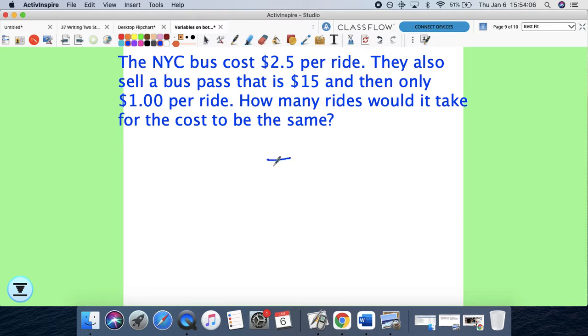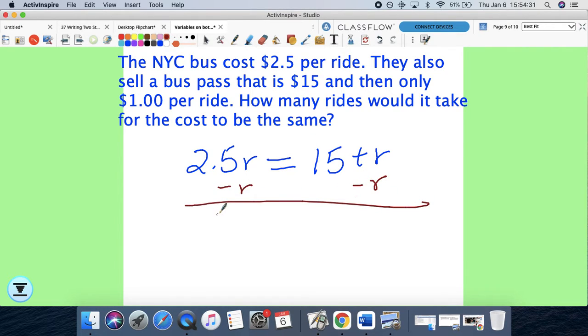So up to this amount, you and I are the same. So on one side is $2.50 per ride. Let's call that R. When is that going to equal somebody who pays $15 plus $1 per ride, or 1R? But in this case, you know what? I'm not going to write 1R. I'm just going to write R. Well, variables on both sides. Let's get rid of the smaller one, minus R on each side. That's going to give us 1.5R.